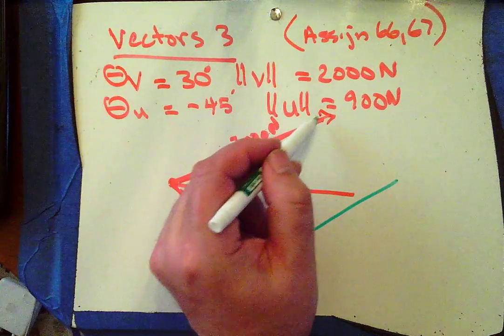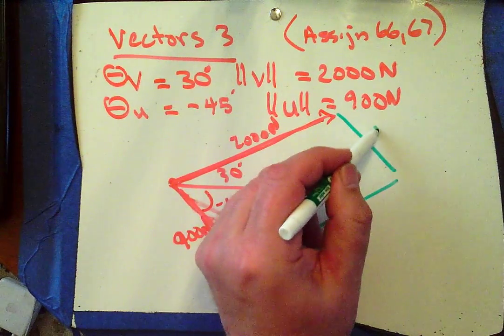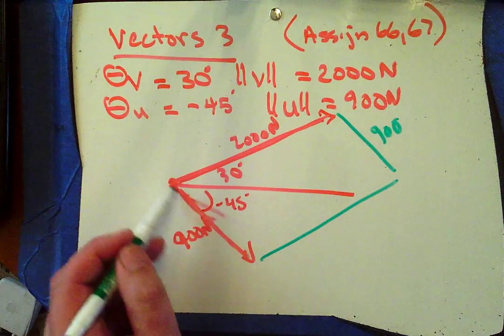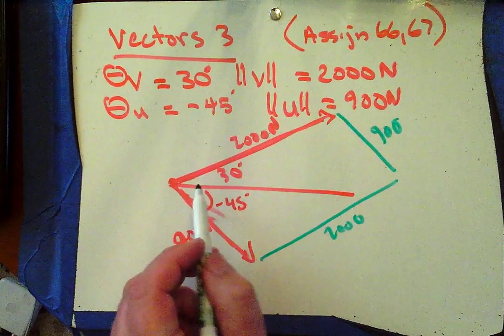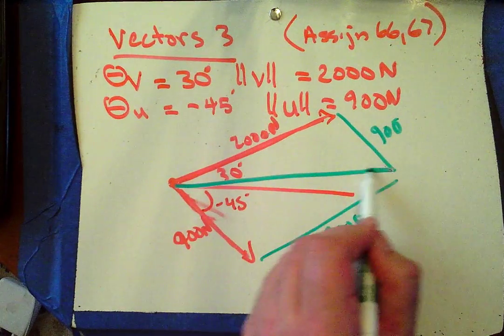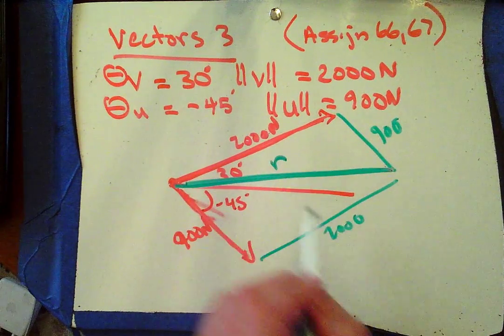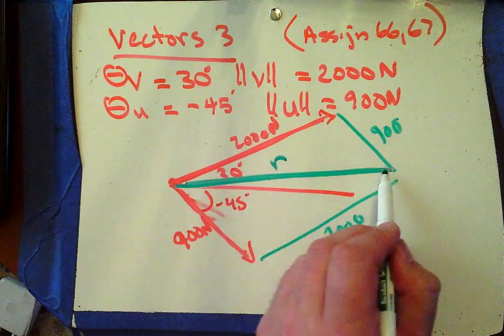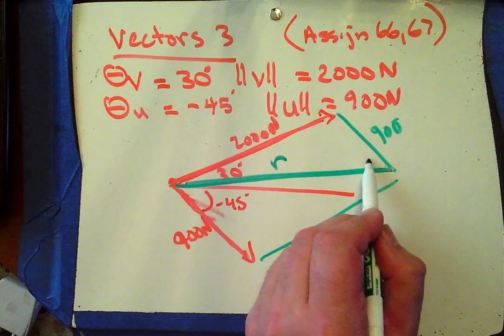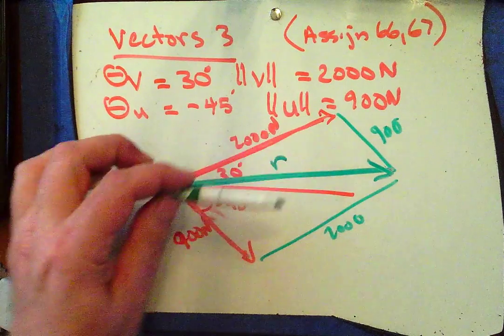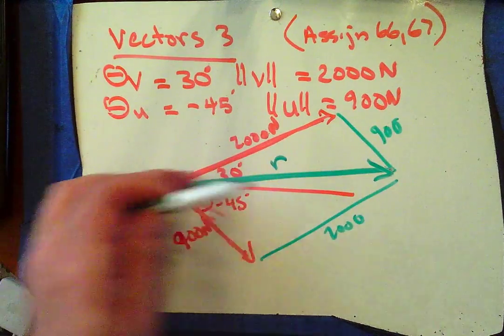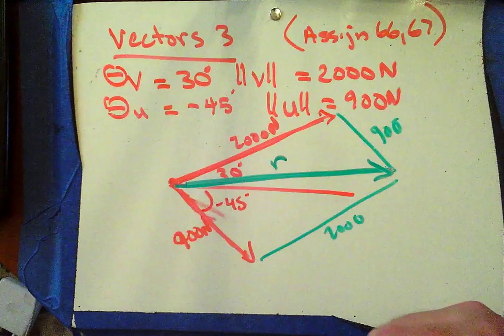So we do V plus U, or we do U plus V, and then our resultant vector is this one. This is what actually happens to the object. The object goes this way. Even though there's a force acting there and a force acting there, our object goes that way.